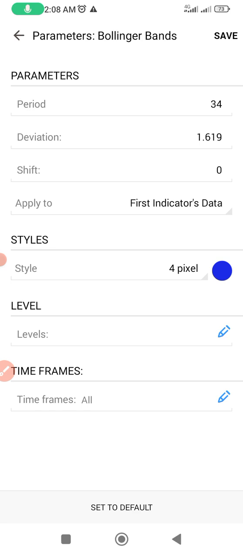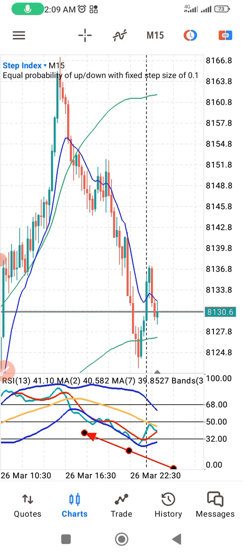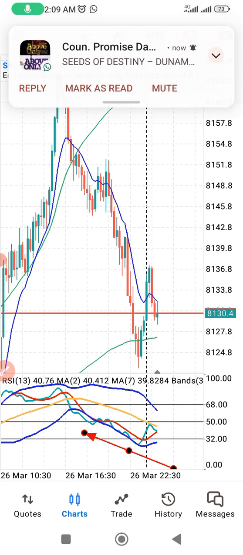And then we have our Bollinger Band. The period is 34. The deviation is 1.619. Apply to first indicator data, color is blue, pixel 4. And the last but not the least is our moving average, period 34, shift 0, simple. Apply to first indicator data. So that is just all you need to know about the Traders Dynamic Index.